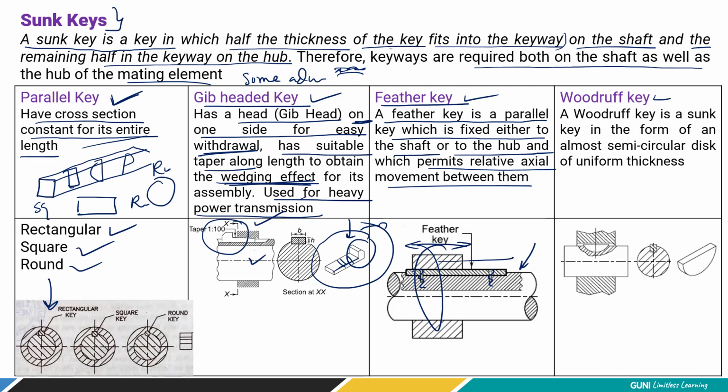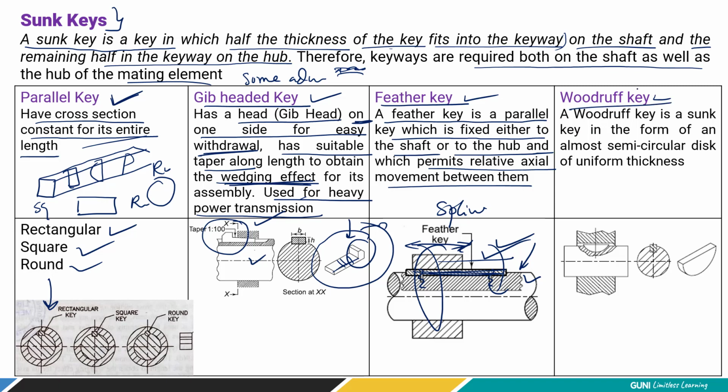Why? Because the key is fixed on one of the elements. It is not going to move, right? But the opposing part is going to slide on it, simultaneously also transmitting the torque. So whenever such a requirement is there, you have to use this kind of key. Basically, if you look at a portable drilling machine, you'll find it, right? Just try to observe it. Even in a portable drilling machine, the splines are used, right?